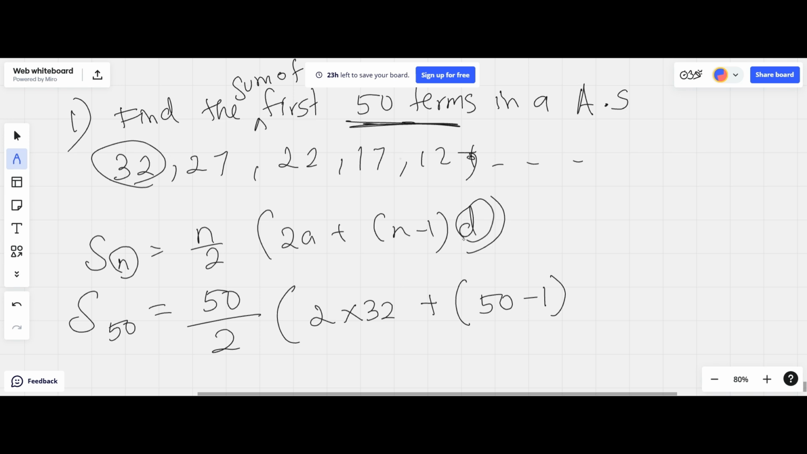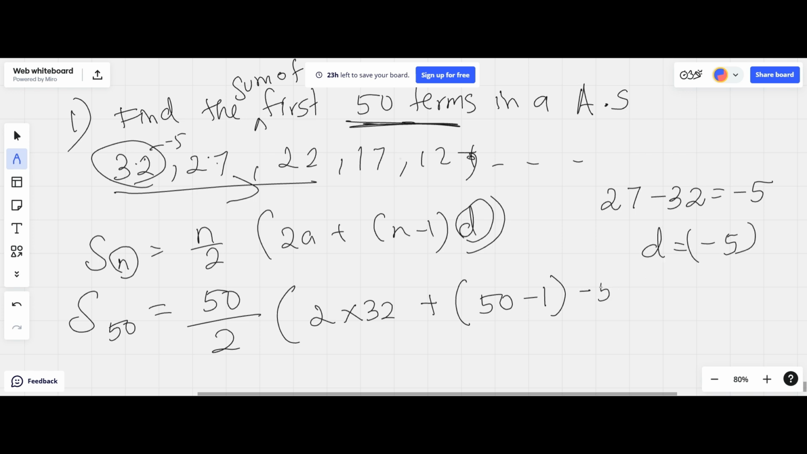Here you need to be a little careful. You see here the numbers are reducing. The first term is 32, the second term is 27. So 27 minus 32 is equal to minus 5. It means 32 minus 5 is 27, 27 minus 5 is 22. So the difference is minus 5. So you have to put minus 5.